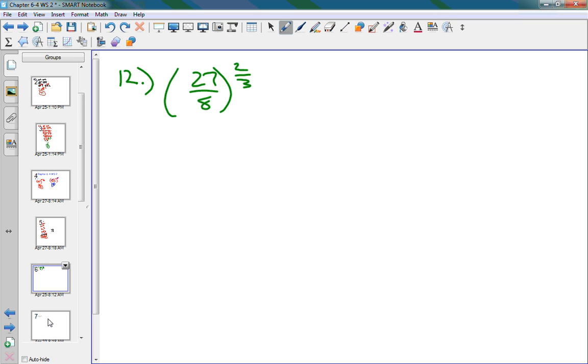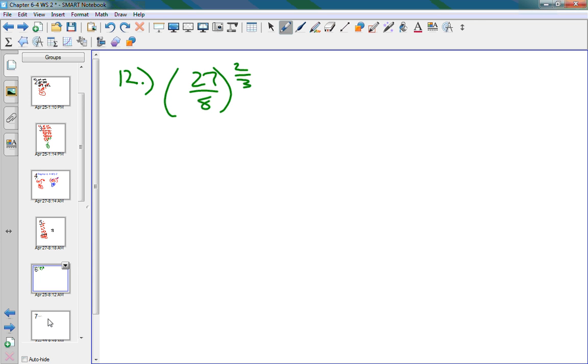Okay. I have 2/3, right? I have 2 in the numerator. The 2 indicates what? A power. What's the 3 indicate? A root. Now, if you have a power, what does that do to your number?